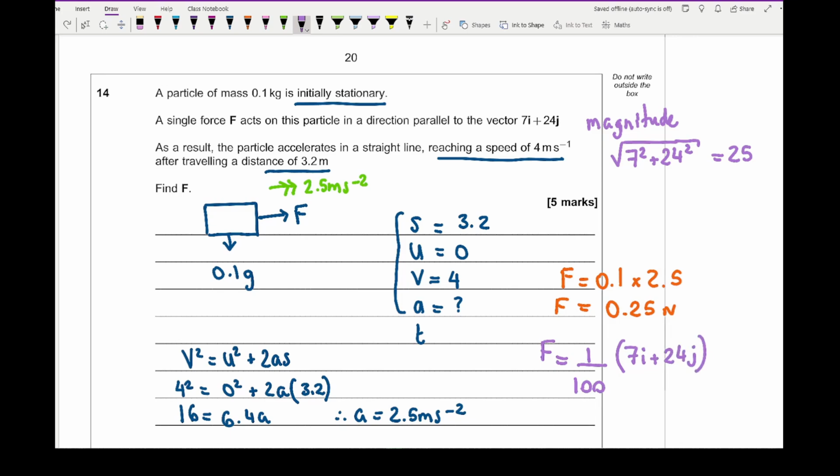That vector that is parallel has the same i and j component parts, so we're told it's parallel. So it has the same i and j component parts. It is, however, only 0.25, and 0.25 is 1/100th of 25.